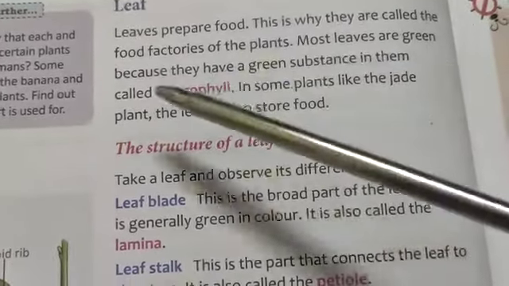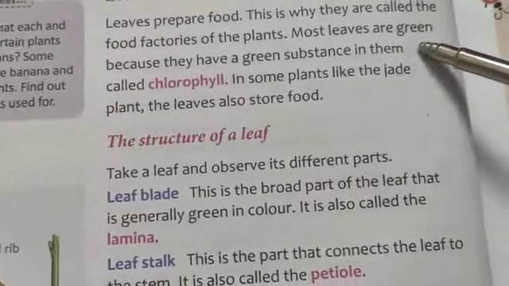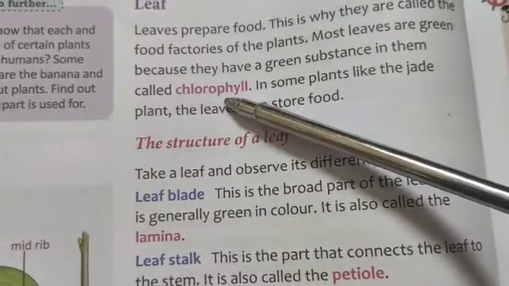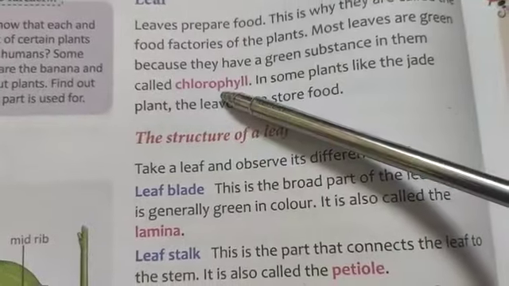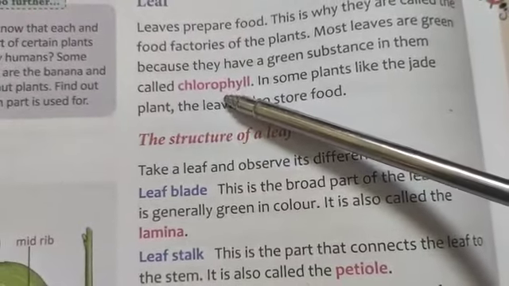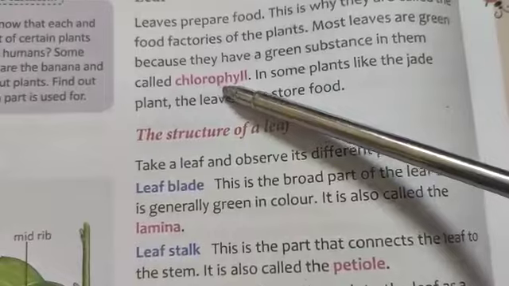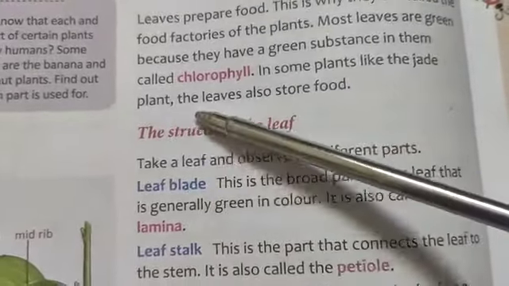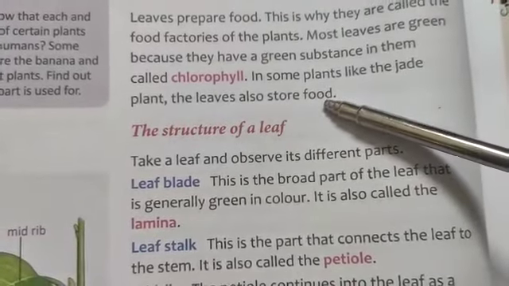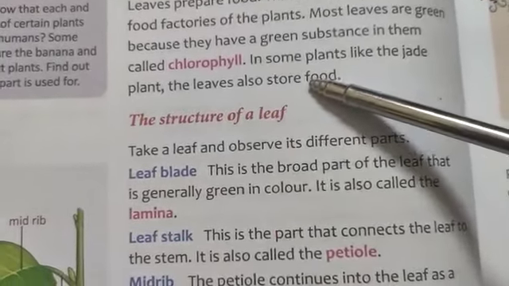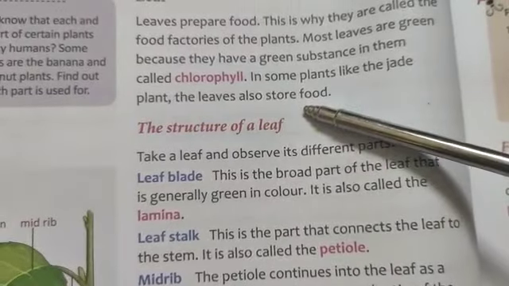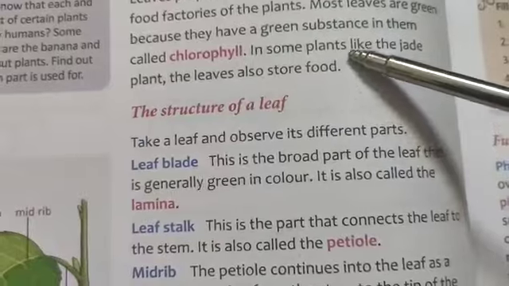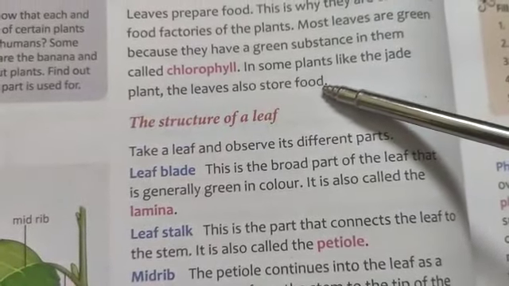Most leaves are green because they have a green substance in them called chlorophyll. Why are the leaves green in color? Because of the presence of chlorophyll. What does the chlorophyll do? It traps the sunlight to make food for the plant. In some plants like the jade plant, the leaves also store food. We eat some leaves because food is stored in them, like spinach, coriander leaves, mint leaves, etc.